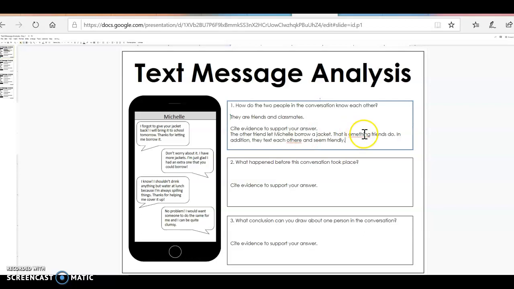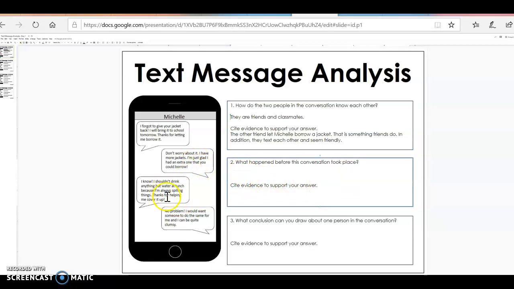Why do I always put an E when I type other? Get rid of that, okay? So it says cite evidence. Okay, I don't need you to actually use a quote or a citation or anything like that, but just pick out something from one of the answers to do it. Okay, what happened before this conversation took place?